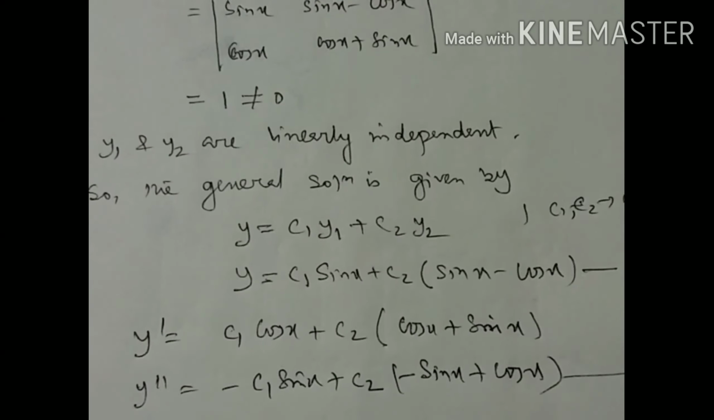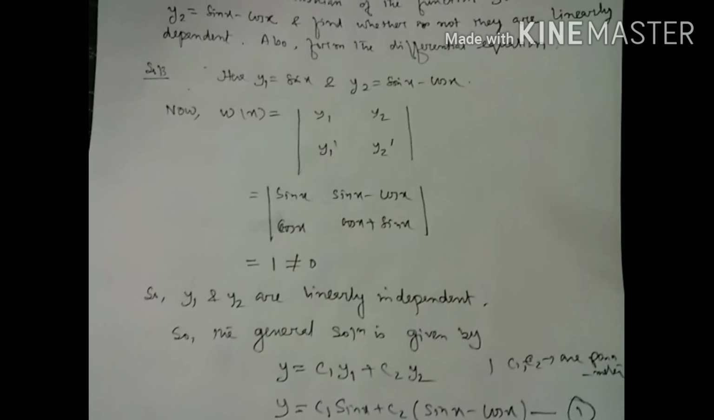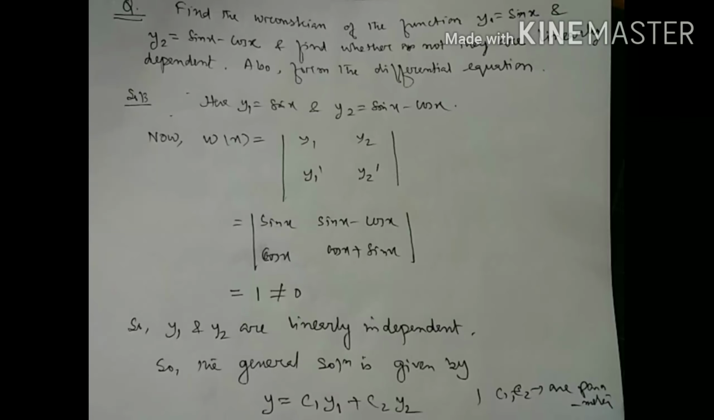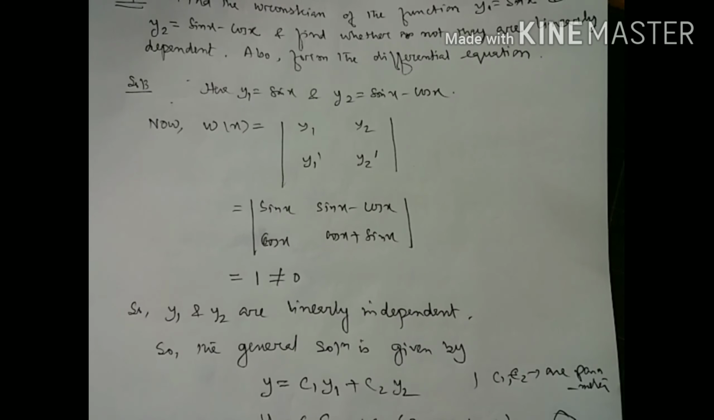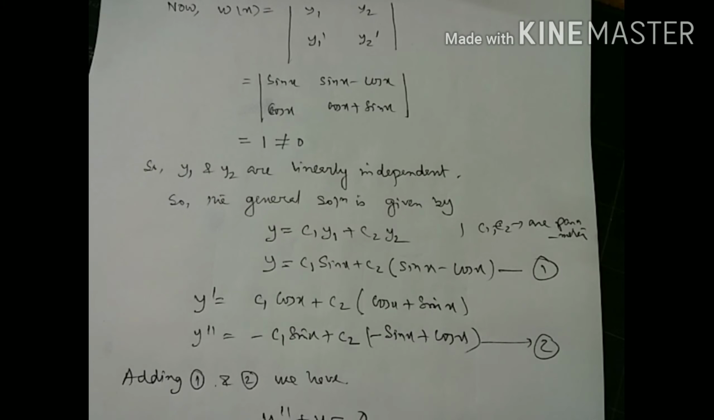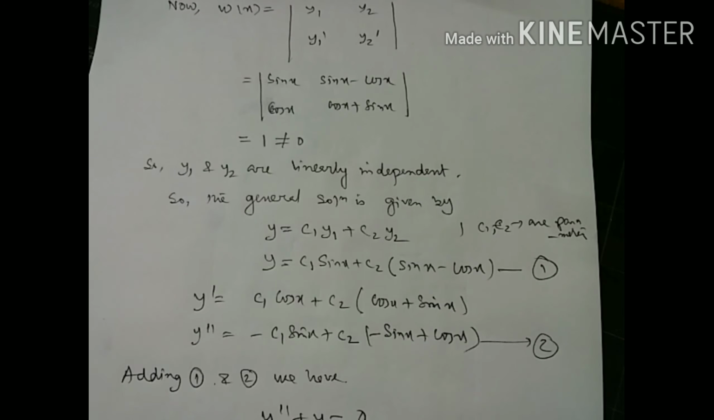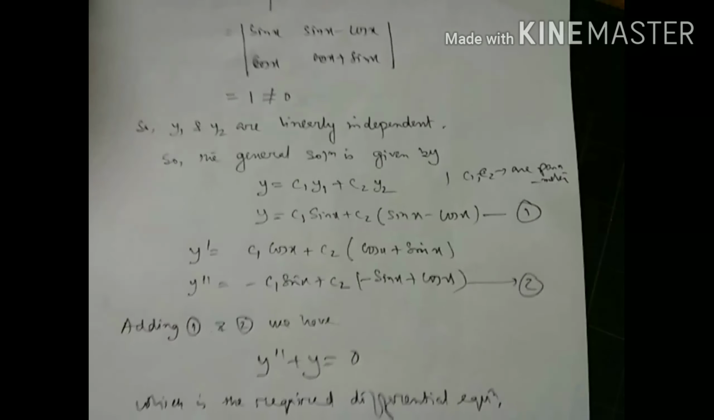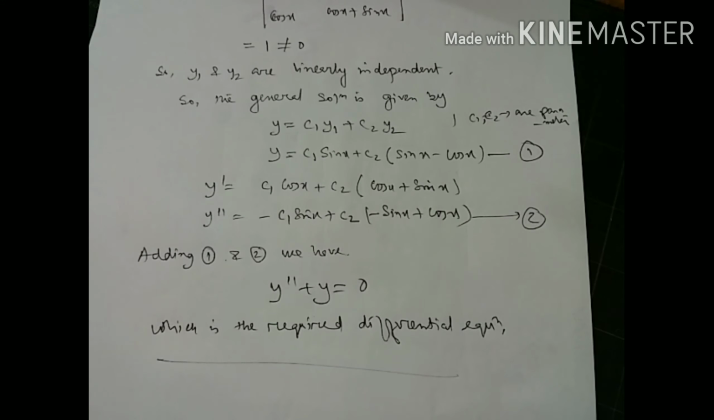So in this way we can show whether two functions are linearly dependent or not. If linearly independent, we can write the general solution y equal to c1 y1 plus c2 y2, and from this after differentiation and adding we get y double dash plus y equal to 0. So this is your required differential equation.